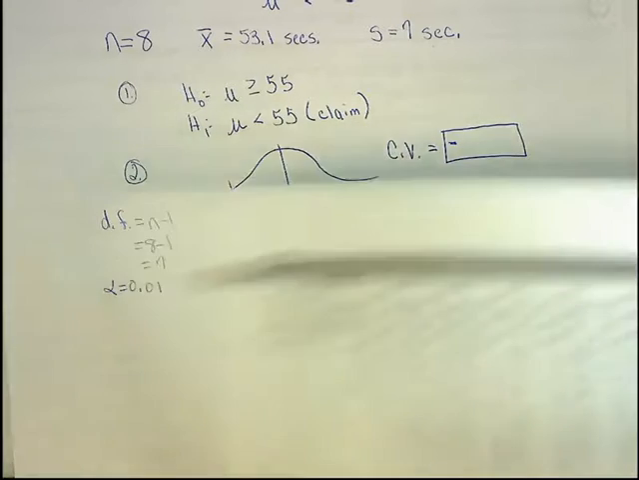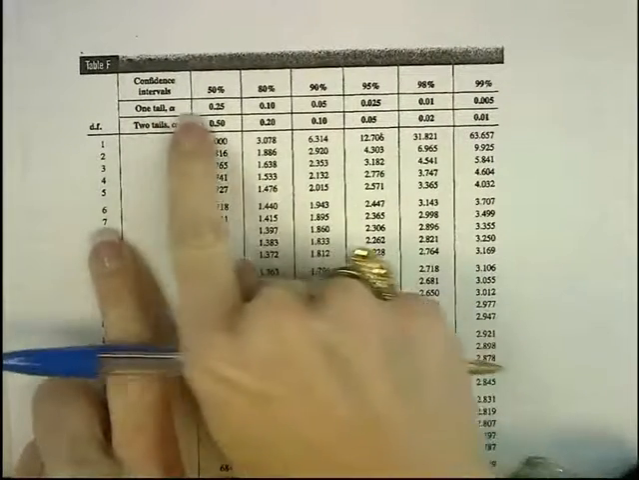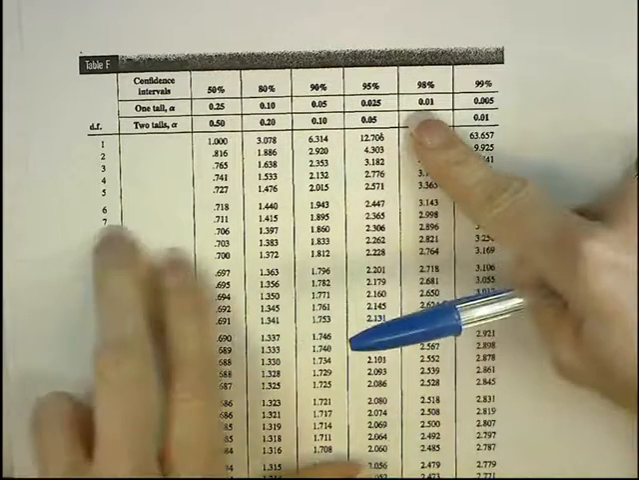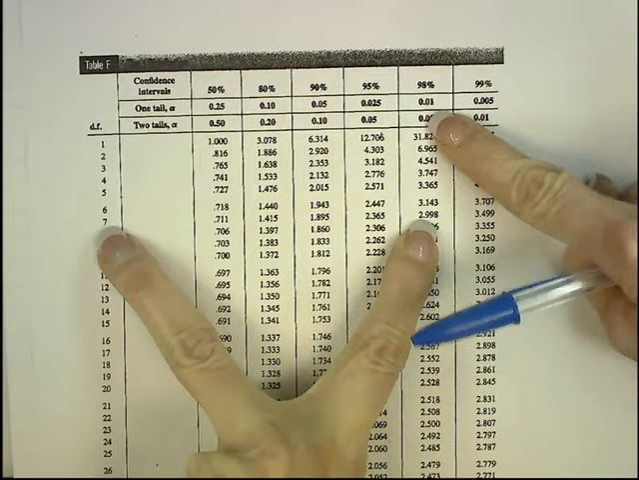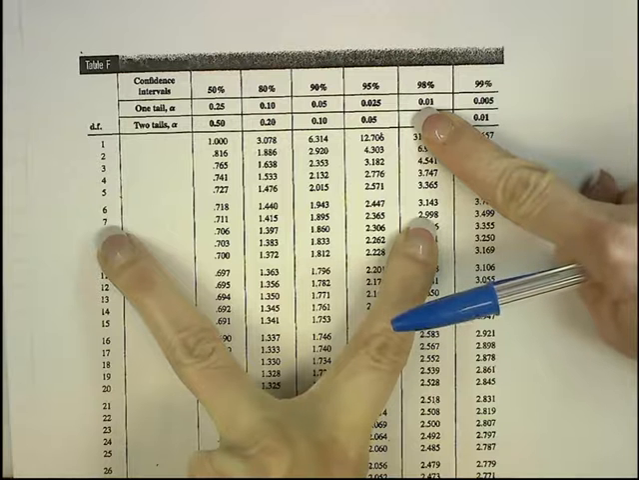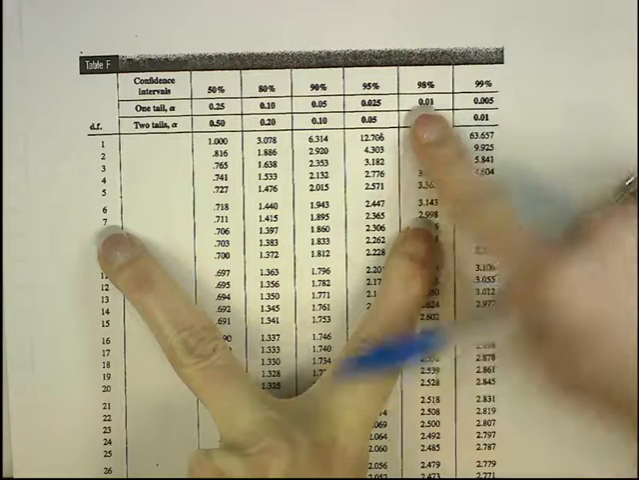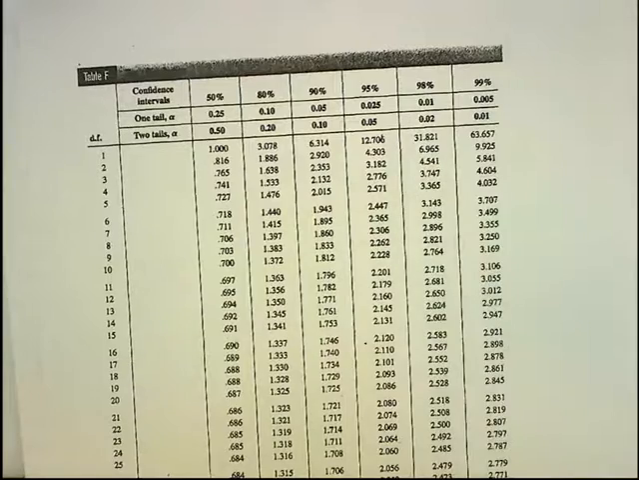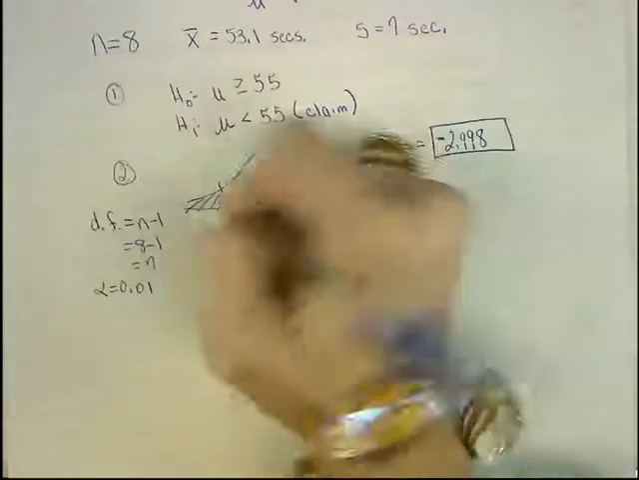Row 7 and alpha. We go to the one-tail alpha row to look up our alpha because this was a left-tailed t-test. And two fingers meet at 2.998, but we need to make that a negative 2.998 as our critical value because this is a left-tailed t-test. 0.01 and row 7, negative 2.998. And that goes here.